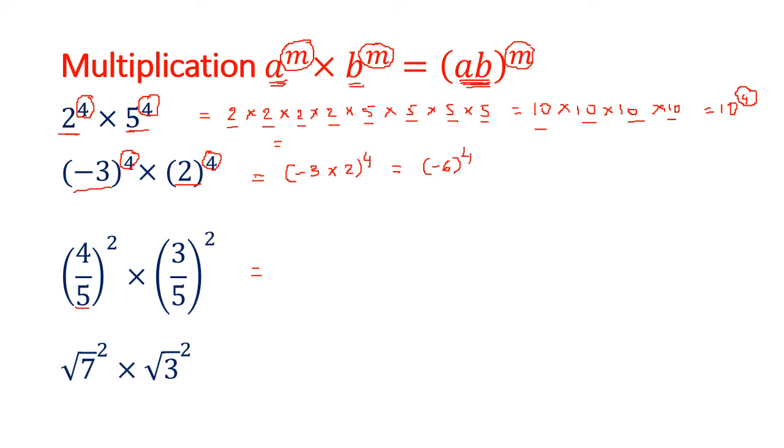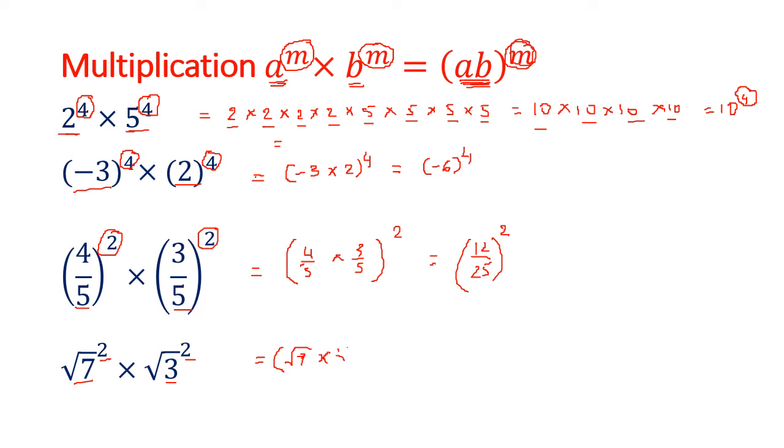So this becomes minus 6 raised to 4. Here we have got 4 upon 5 whole square into 3 upon 5 whole square. First I'll multiply the base, 4 upon 5 into 3 upon 5, and I keep the power the same, that is square. So I get 4 3s are 12, 5 5s are 25 whole square. And root 7 square into root 3 square can be written as root 7 into root 3 the whole square. Root 7 into root 3 is root 21.